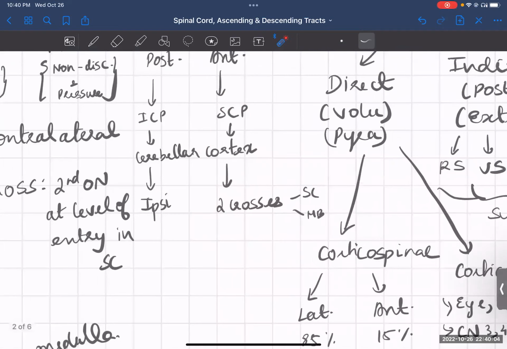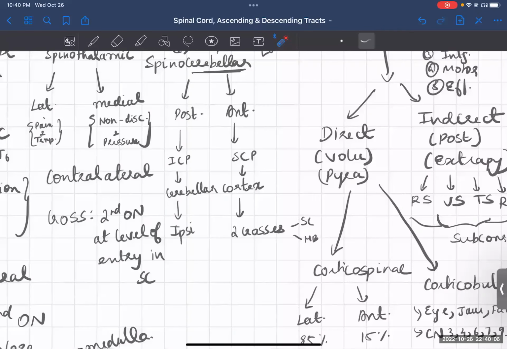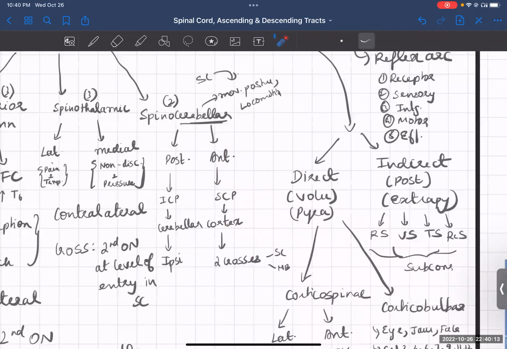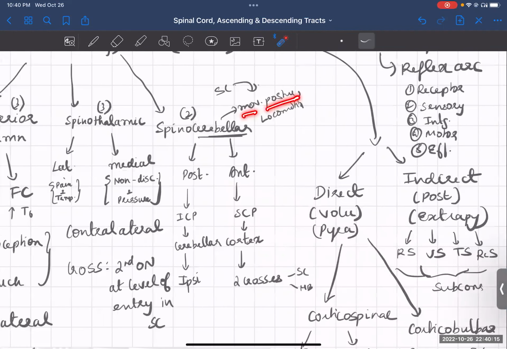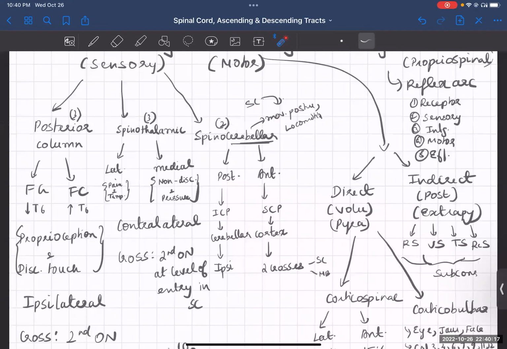This is the only tract that we are discussing in this whole video that will cross twice, your anterior spinocerebellar tract. And remember, it is related to your movement, posture, and your locomotion. And it carries sensations from your spinal cord, hence spinocerebellar.